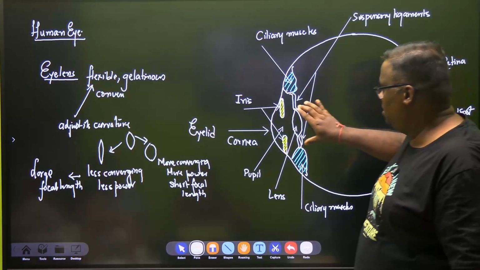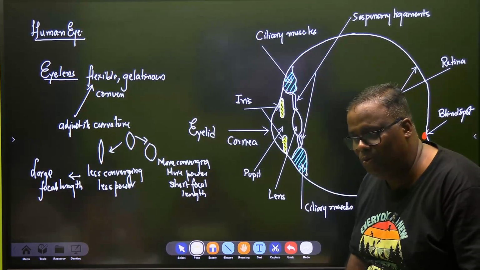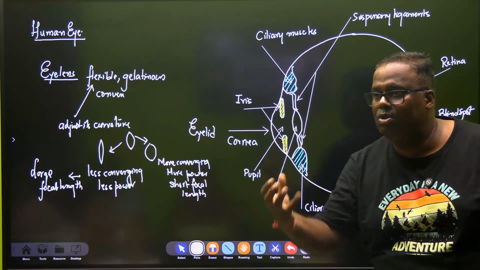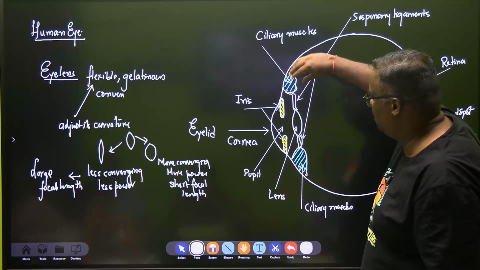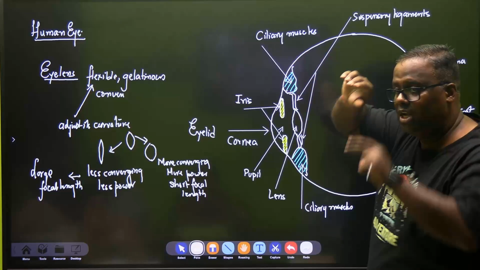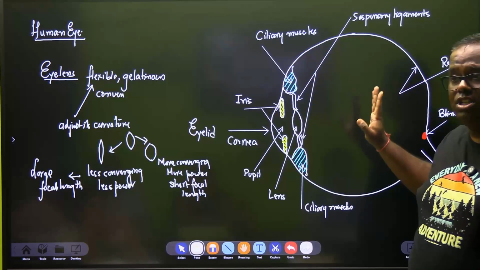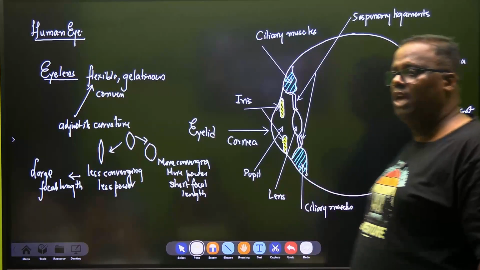And suppose this bulges out. When it bulges out, the suspensory ligaments become loose, but the ciliary muscles become strained, because this muscle has to move down and this muscle has to move up. So their lengths increase. Is this concept understood or not? This is what will be very important when we study accommodation of the eye.